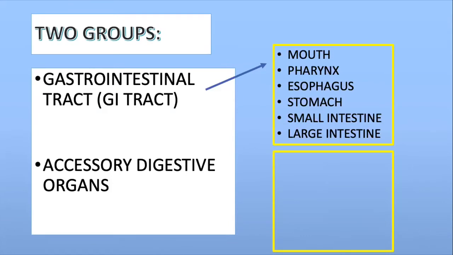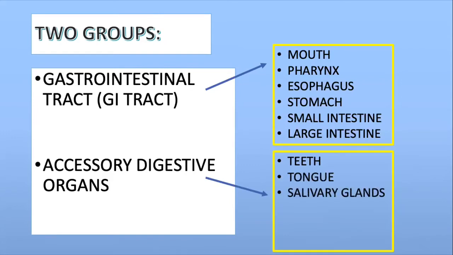How about for the accessory digestive organs? So, your accessory digestive organs, we have here the teeth, we have the tongue, the salivary glands, we have the liver, we have the gallbladder, or that's the GB, and we have the pancreas. So all of these belong to the accessory digestive organs. Okay?